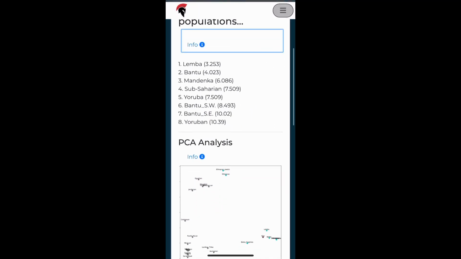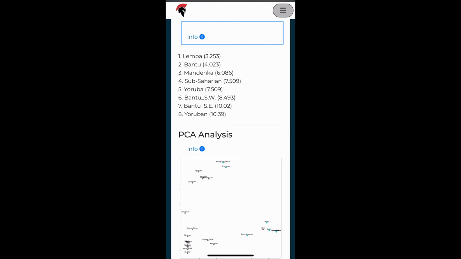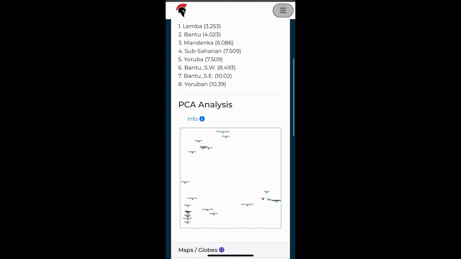So here we have Limba 3.253, Bantu 4.023, Mandinka 6.086, Sub-Saharan 7.509, Yoruba 7.509, Bantu Southwest 8.493, Bantu Southeast 10.02, and Yoruban 10.39.